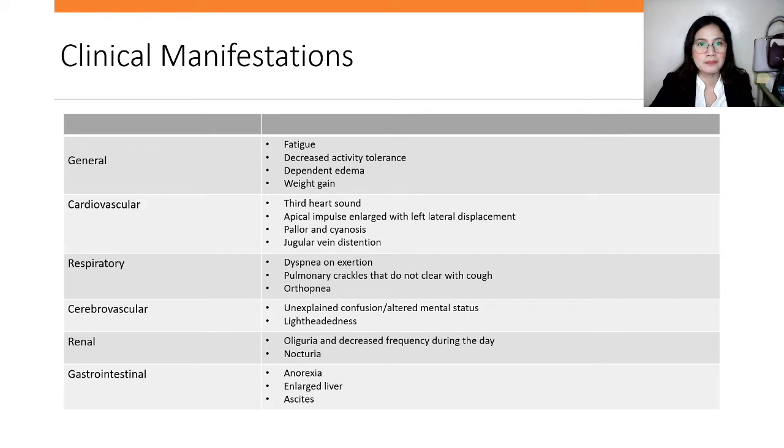For the respiratory, there's dyspnea on exertion. You can also hear pulmonary crackles, with cough, and orthopnea. For the cerebrovascular, there's altered mental status and lightheadedness. For renal, there's oliguria, so decreased urine output during the day, and then nocturia. And for the GIT, they manifest anorexia, enlarged liver, and there's also ascites.